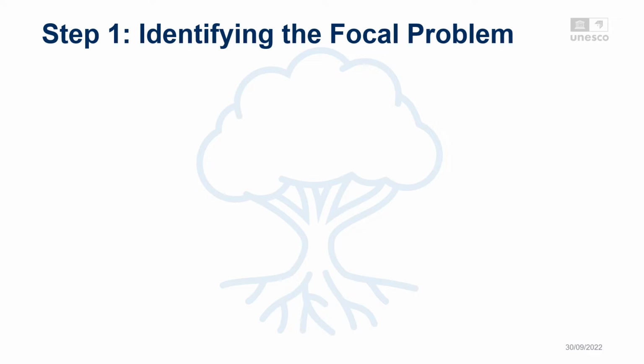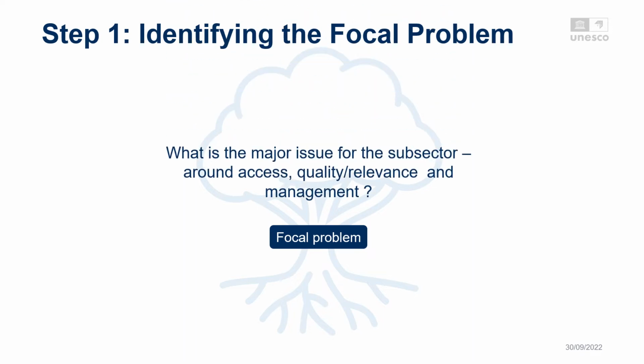Let's begin. The very first step is to identify our focal problem. We can think of this as the trunk of the tree. It is the focal issue that we would like to address and that the rest of the tree will be built around. To help identify the focal problem, it is common practice to focus on one sub-theme, such as access/equity, quality, relevance, and management/governance, for one subsector. This will allow us to really develop a comprehensive tree. For our example, let's focus on early childhood education, or ECE, access.